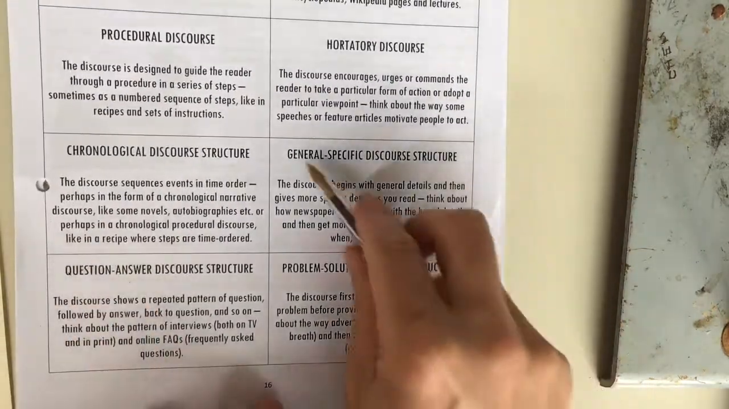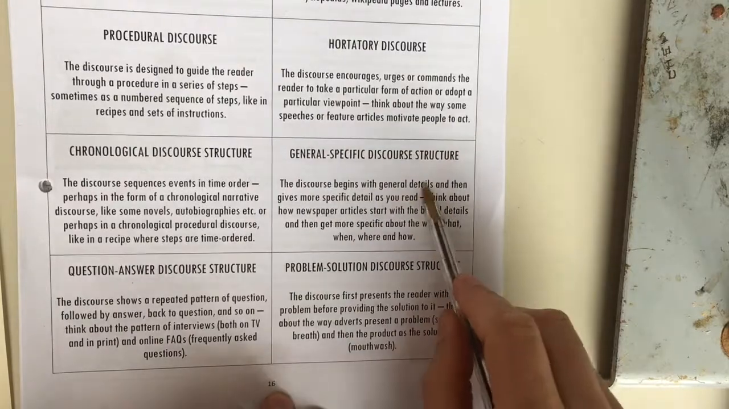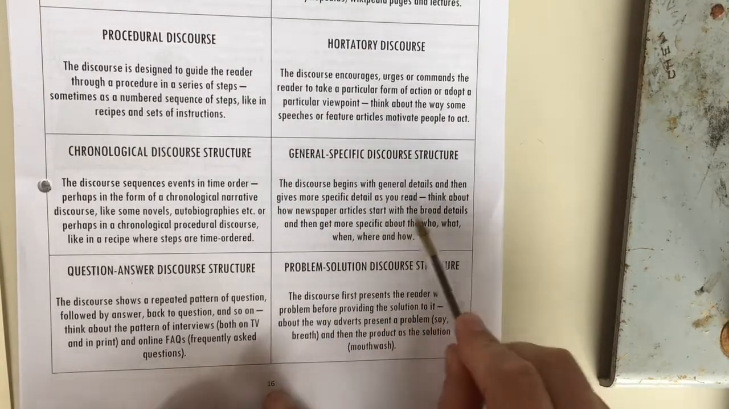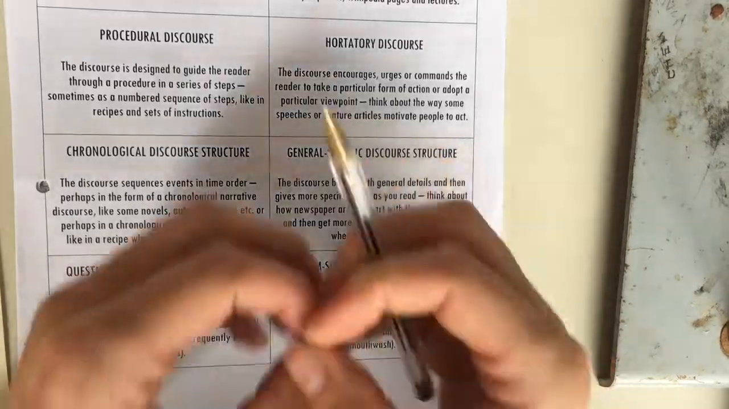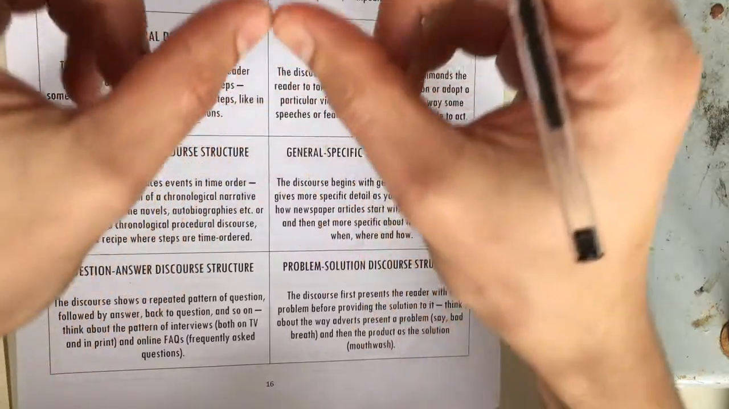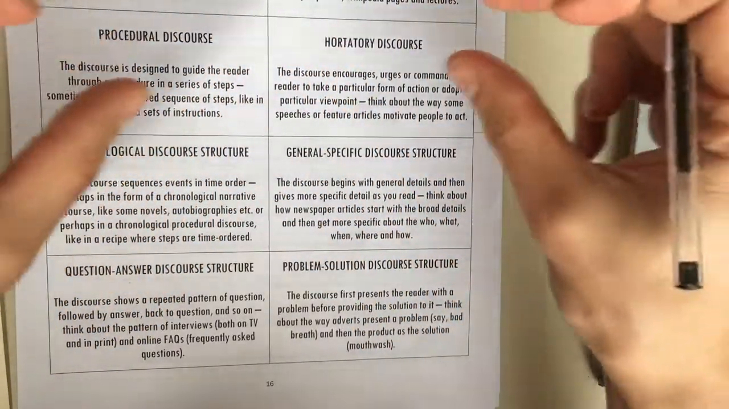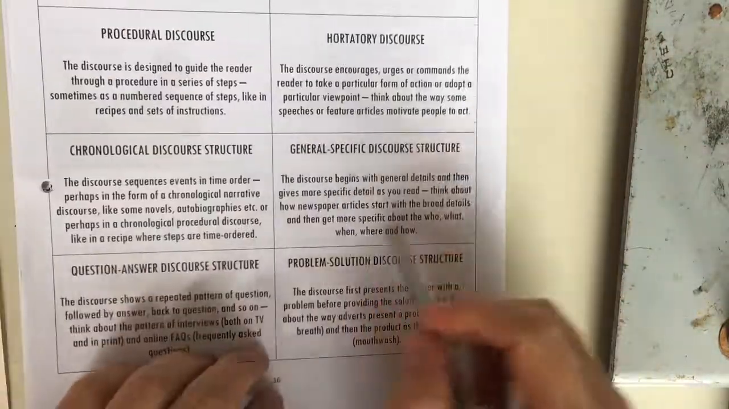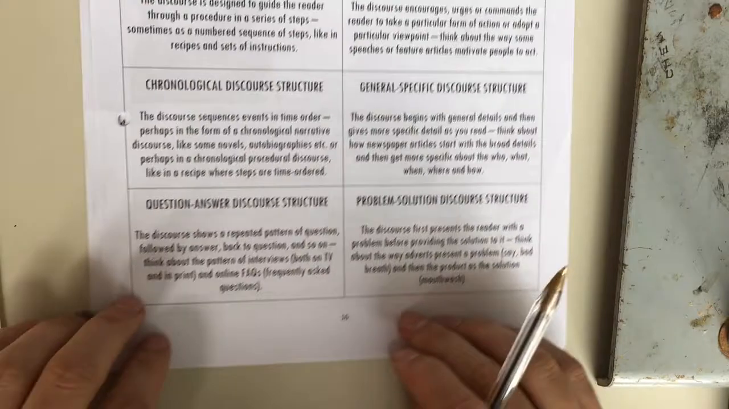Okay. Next one is general to specific. So you begin with general details and then more specific detail as you read. If you think about something like a newspaper article, the informative newspaper articles in the first few pages of a newspaper will have the entire story summed up in one paragraph to start with, and then further details: what, where, when, how, etc., as we go through. So that would be a general to specific structure.